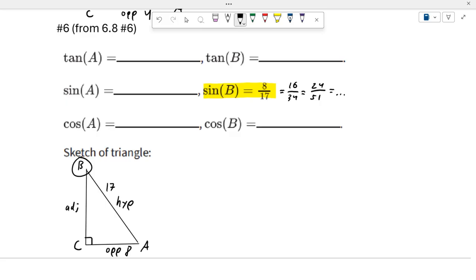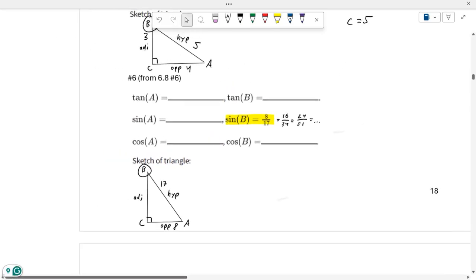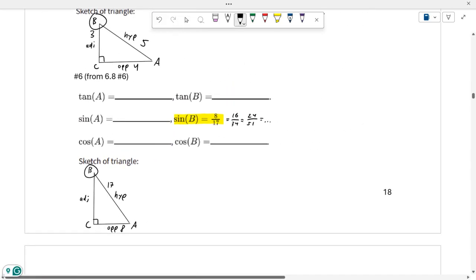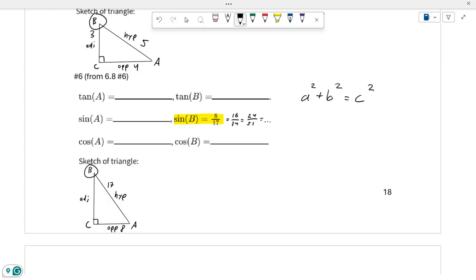I know that I am going to need my other side eventually. And so what we have here is a right triangle where I know two of my sides and I'm missing my third side. And that is a prime example of where I want to use the Pythagorean theorem. So the Pythagorean theorem, as always, says that the sum of the squares of the legs of a right triangle is equal to the square of the hypotenuse.